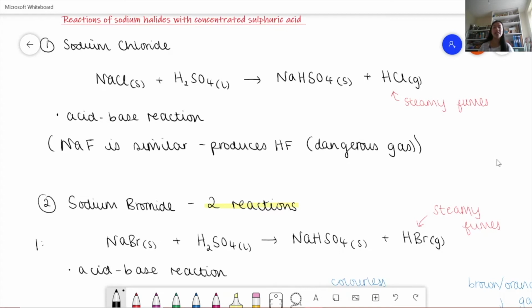And this is just an acid-base reaction. So the acid is sulphuric acid and sodium chloride is acting as the base. Sodium fluoride does the same thing, but it produces hydrogen fluoride, which is a really dangerous gas.